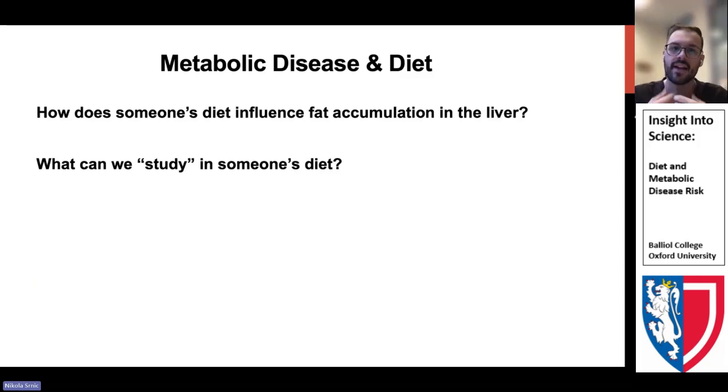If we think about it, diet is this big, complex conglomerate, but if we're going to organize a scientific study, we need to break it down into something measurable or something we can change. So what in a person's diet can we modify to look at our outcome, which is going to be liver fat?